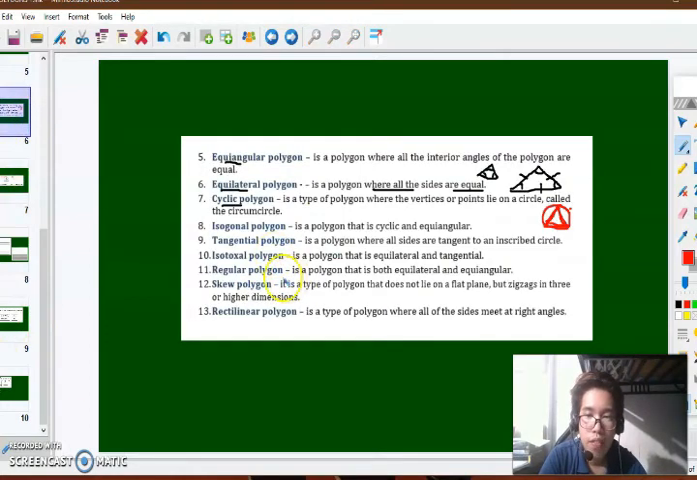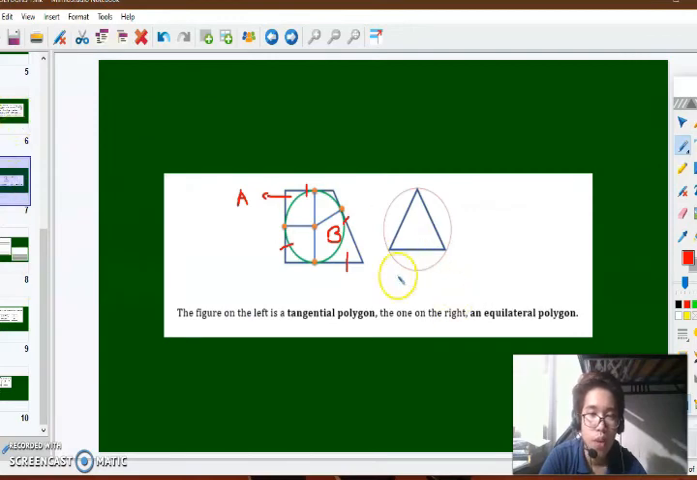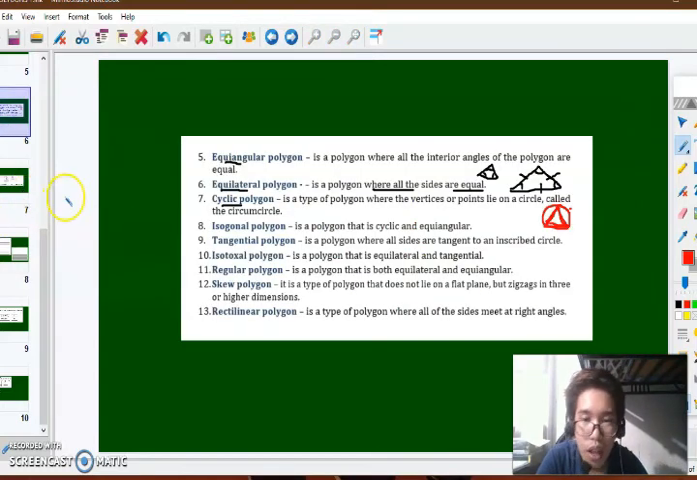Then we have an isotoxal polygon. An isotoxal polygon is a polygon that is equilateral and tangential. So we have here an equilateral triangle, for example. It has 60 degrees angles. An equilateral triangle is also equiangular, and it has points that are tangent to the circle right here. So we can call that an isotoxal polygon, equilateral and tangential.